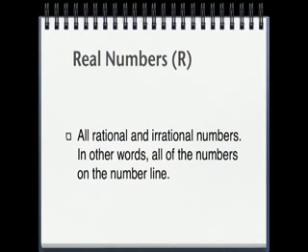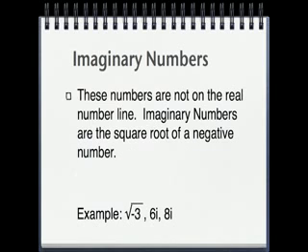Real numbers are all the rational and irrational numbers. In other words, it's all the numbers on the number line. You may never have heard of imaginary numbers before. These are numbers that are not on the real number line. Imaginary numbers are the square root of negative numbers.